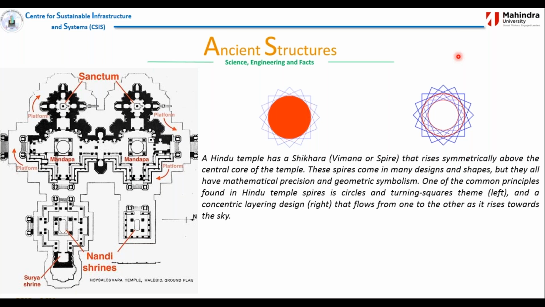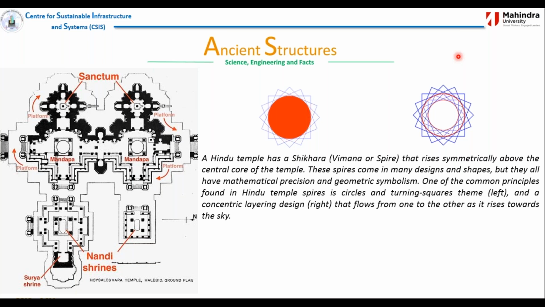The Hindu temple has a shikara, which we call Vimana or spire, that rises symmetrically above the central core of the temple. And these spires come in many designs and shapes, but they all have mathematical precision and geometrical symbolism. Now, why have I written this statement? Most of my slides don't have statements, but here we were trying to talk about mathematical and geometrical precision. So they are so symbolic. And once we decrypted this, we were able to model most of the temples.